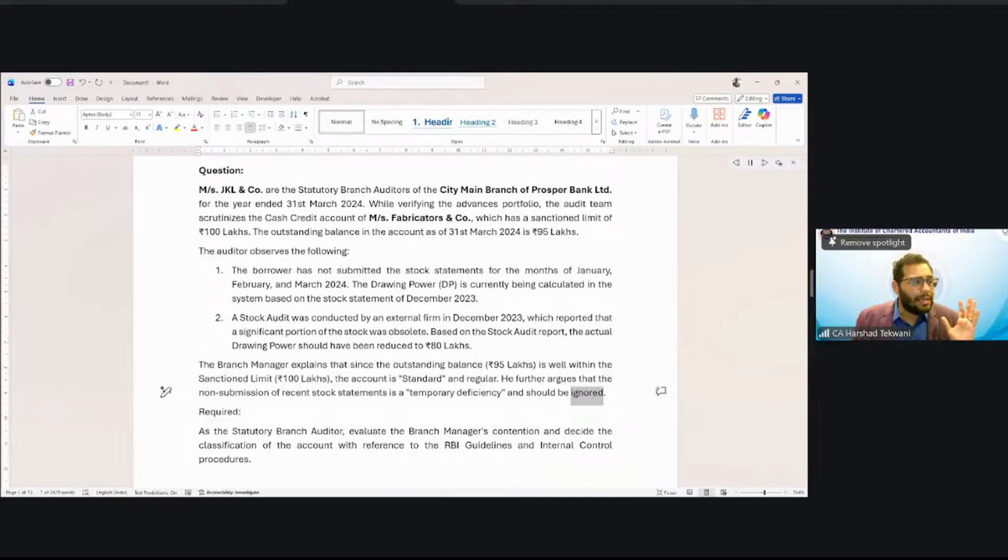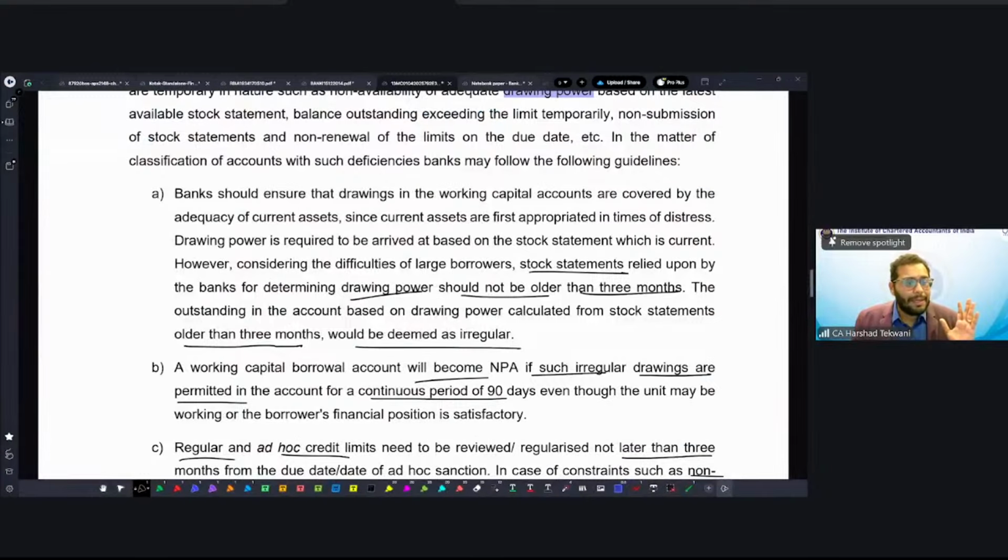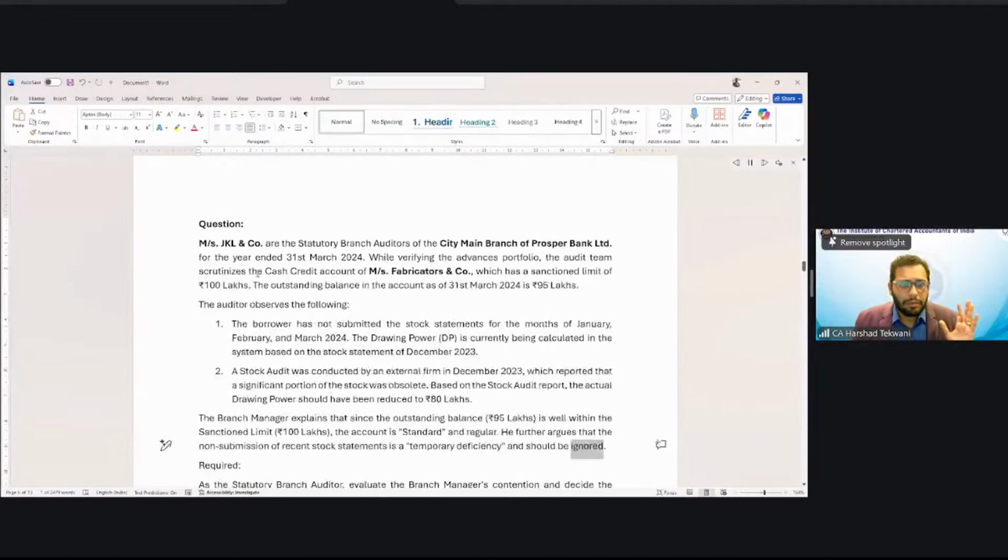Clear? So in the current scenario, basically, this particular cash credit is based on the stock statement of 3 months older. It's irregular, and for a period of 90 days, if it is irregular, it will become an NPA. Number two, a stock audit was conducted.